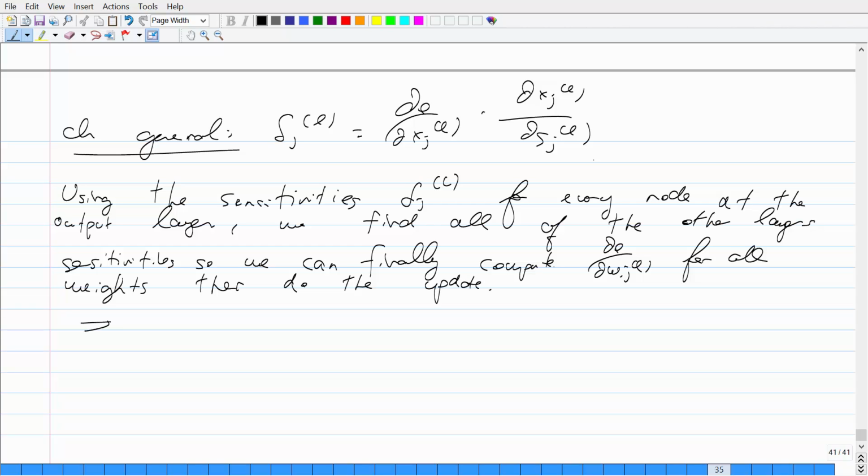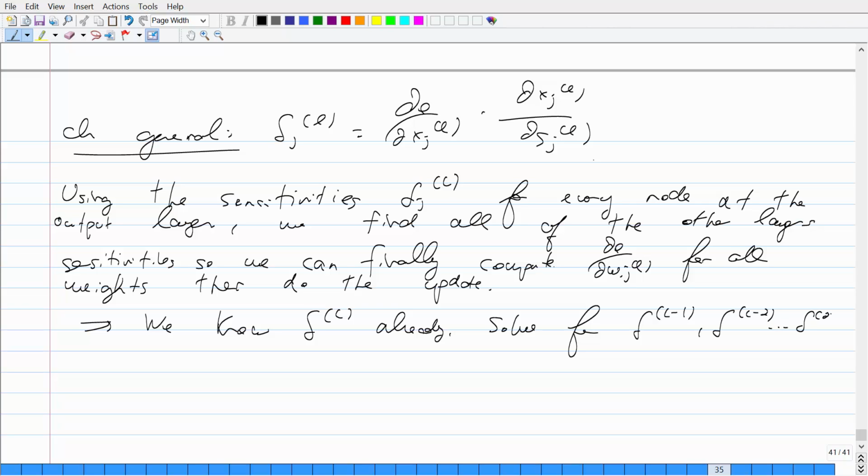Basically what I mean is that we know this already. We can compute that quite easily. Then all you have to do now is solve for the second highest layer and then the third highest layer, all the way down to the first one. Now I'm going to solve it in general, and then I'll give you what the algorithm looks like.